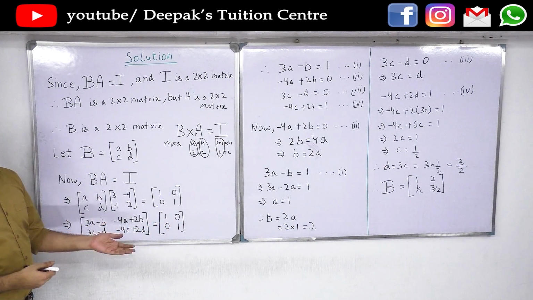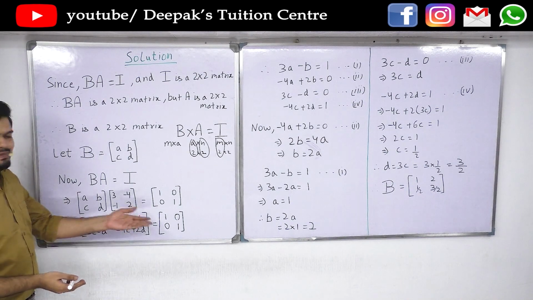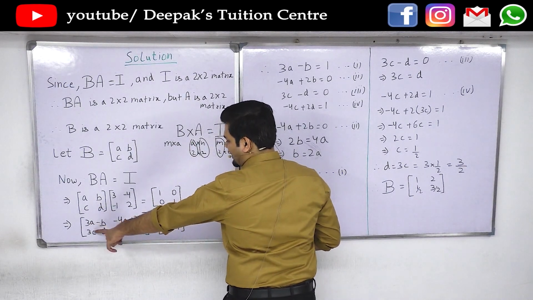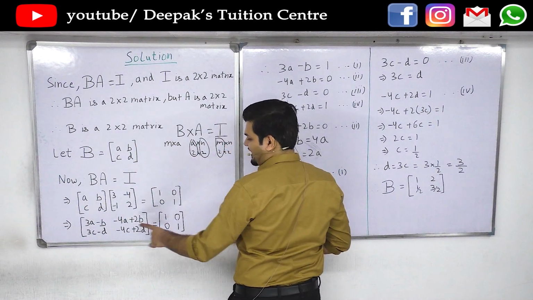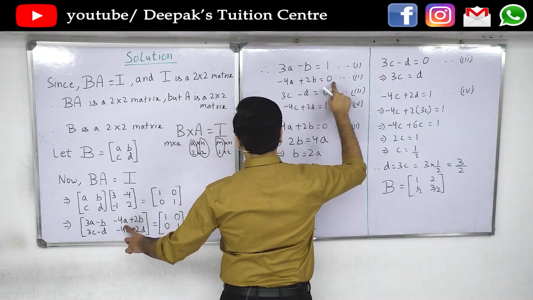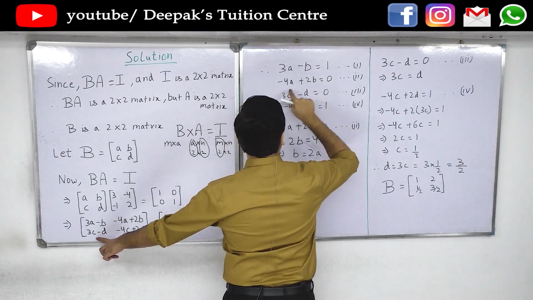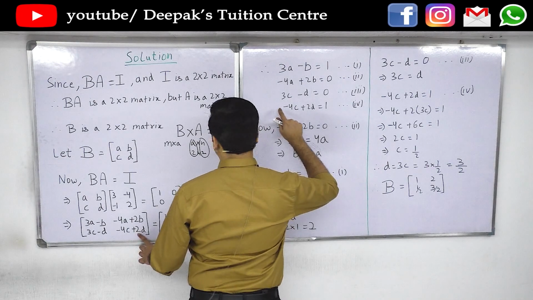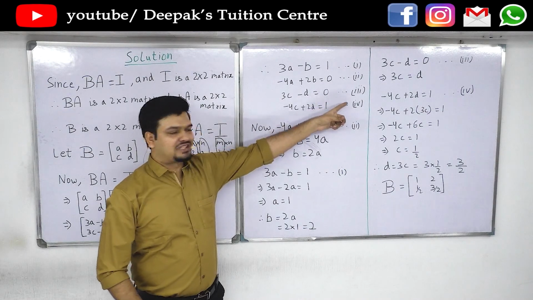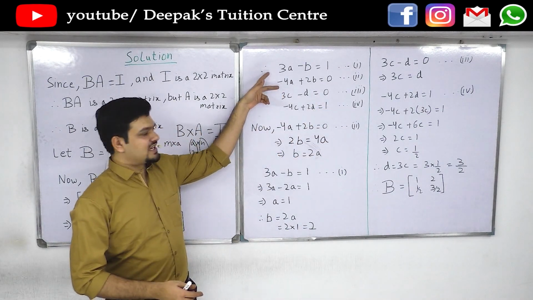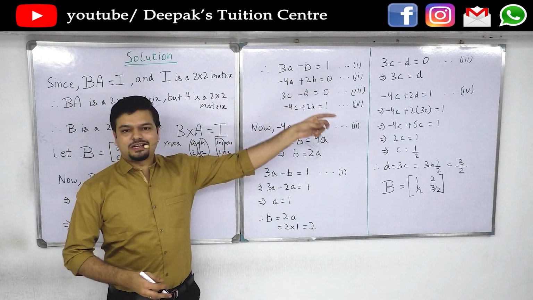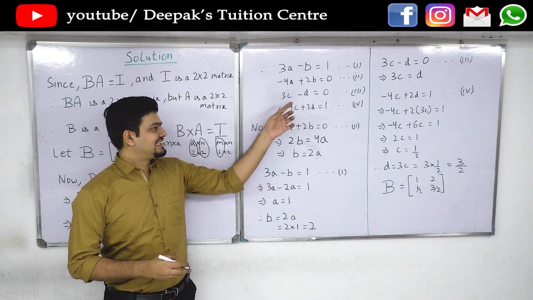Since the matrices are equal, their corresponding elements will obviously be equal. So, the first row, first column, that is A11 of this matrix, will be equal to the A11 of this matrix. That is 3A minus B equals 1, minus 4A plus 2B equals 0, 3C minus D equals 0, and minus 4C plus 2D equals 1. I have numbered the equations as 1, 2, 3 and 4. I need to solve the first 2 equations simultaneously to get the values of A and B, and the last 2 equations simultaneously to get the values of C and D.